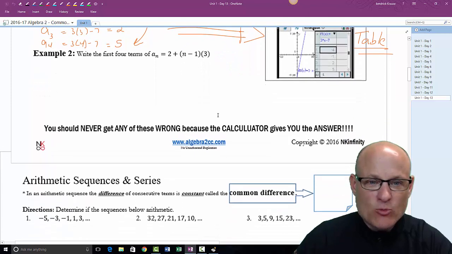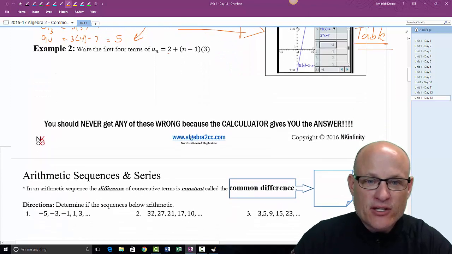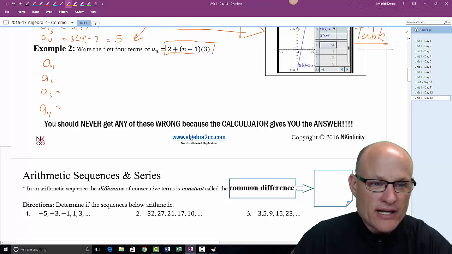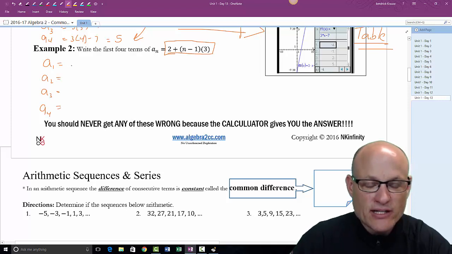I can do the same thing with this. I would have to type this into my graphing calculator if I wanted to. This form looks weird, doesn't it? But I want the first 4 terms: A sub 1, A sub 2, A sub 3, A sub 4.